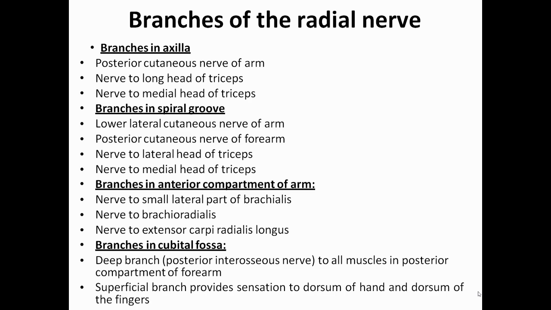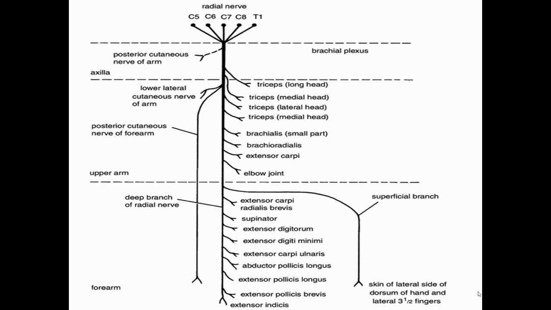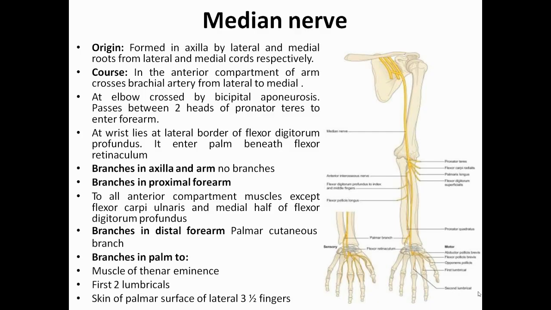Branches present in the anterior compartment of the arm: nerves to the small lateral part of the brachialis, nerves that innervate the brachioradialis, and nerves that go to the extensor carpi radialis longus. Branches in the cubital fossa: these are the deep branch to all muscles in the posterior compartment of the forearm, and the superficial branch that provides sensation to the dorsum of the hand and dorsum of the fingers. We can see the radial nerve very clearly in this picture, how it originated from the roots, and the many branches are shown more clearly.